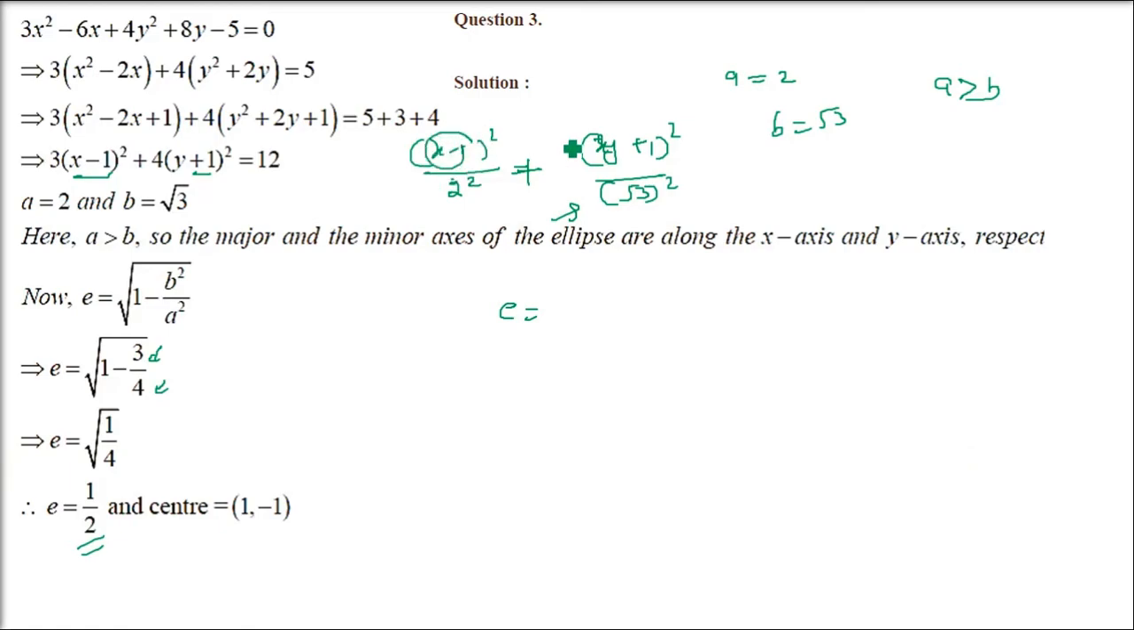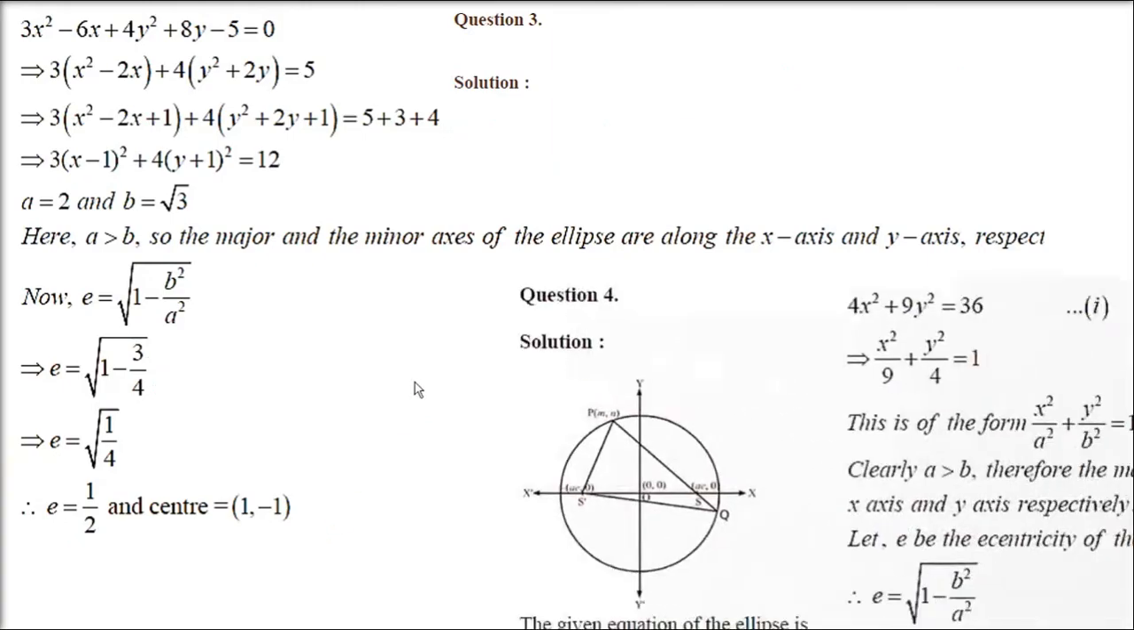Center will be x minus 1 and y plus 1 was there, so just put it 0. X minus 1 equals 0 and y plus 1 equals 0. So x will be 1 and y equals minus 1. So this is the center.